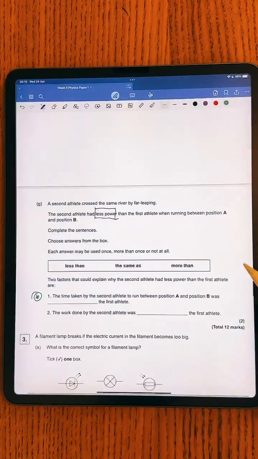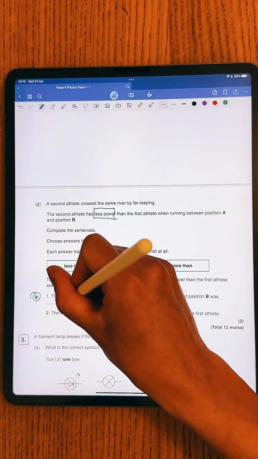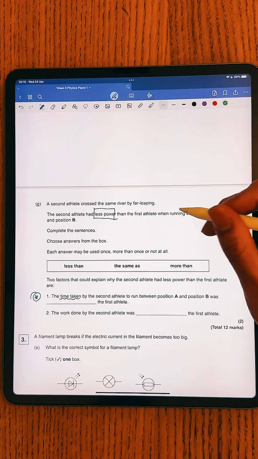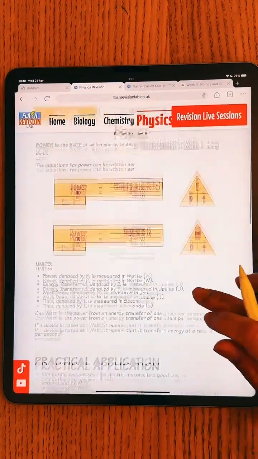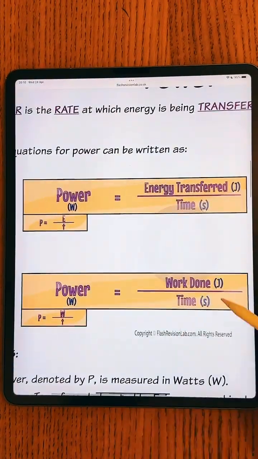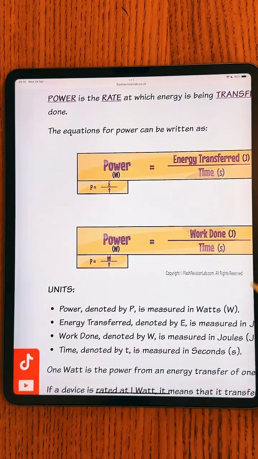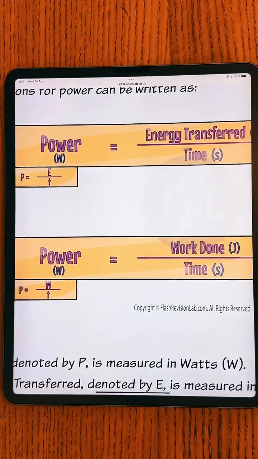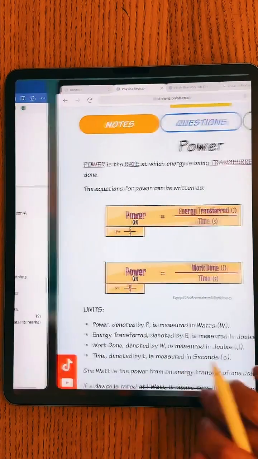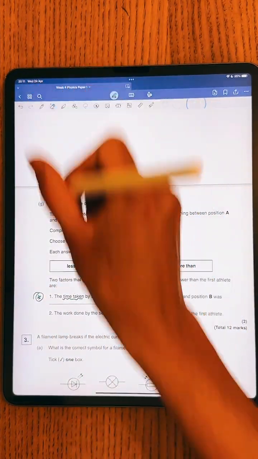The question is saying the time taken is basically asking what's happened to the time taken. The second athlete has less power. So if you want less power, what do you need to do to time? Look at this equation carefully. What do you need to do to time to decrease power? You've got a number here, you want to divide it by another number. If you want a lower power, you need it to be, well done, more. At the bottom of a fraction, if you have a bigger number at the bottom of a fraction, it's going to make the total outcome smaller. So time has to be more than. The answer to the first one is more than.